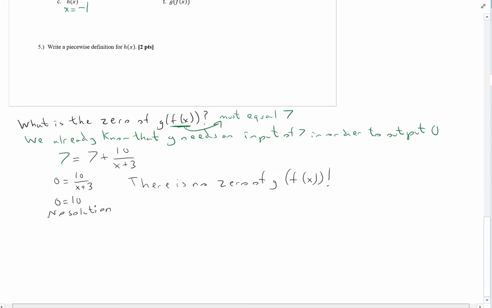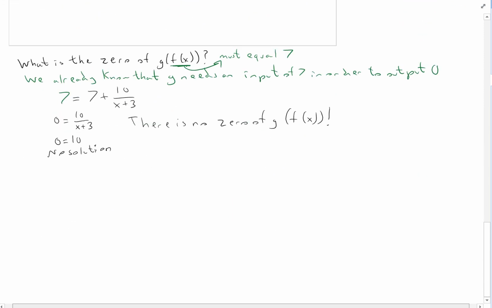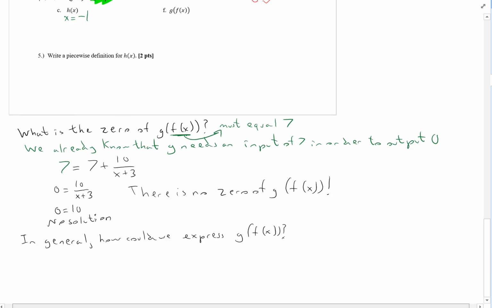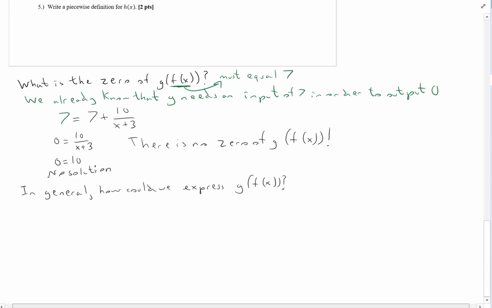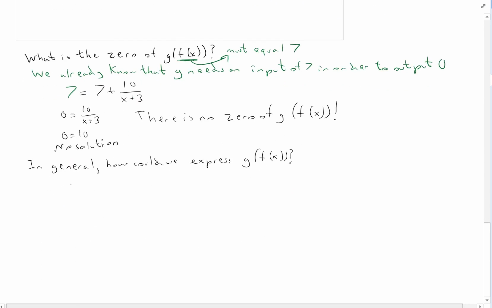Remember we said if you want to generically find, let's say in general, how could we express g of f of x? Well, we can take all of f and plug it in to x in g. So g is, let me rewrite them here.